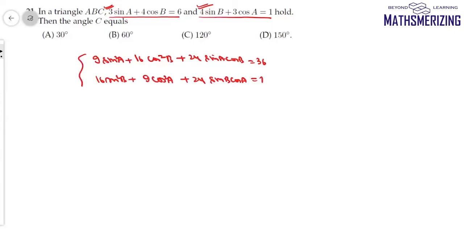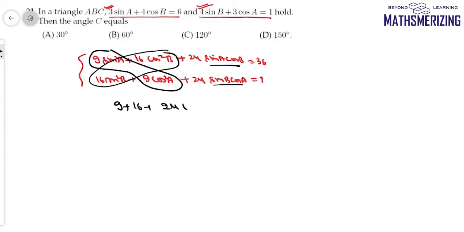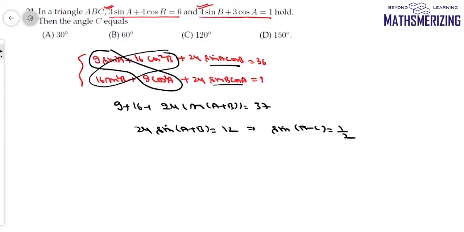Now I'll add both of them. So now 9 sin square A plus 9 cos square A will be simply 9. 16 cos square B plus 16 sin square B will be 16. And then plus 24 times sin A cos B plus cos A sin B. So it is simply sin A plus B. And this is equal to 37. So I'll write 24 sin A plus B, and this value 25, and 37 minus 25 is 12. So I can write sin A plus B as sin pi minus C, and this is 1 by 2. So I'll write sin C is equal to 1 by 2.